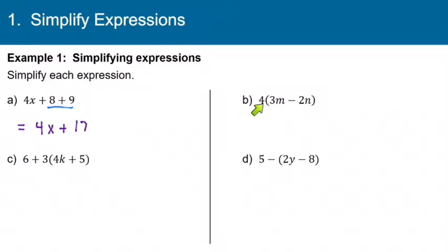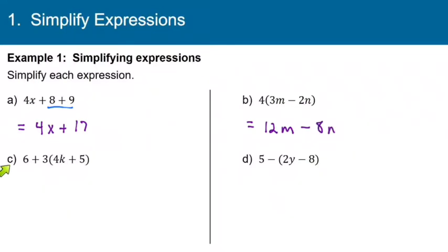Now let's look at part B. I notice that inside the parentheses there really are not any operations I can do. It says 3 times m minus 2 times n. But we don't know what m and n are, so we certainly can't do this subtraction. However, we can eliminate the parentheses by using the distributive property. So I'm going to say 4 times 3m and then minus 4 times 2n, just like we learned in the last section. So 4 times 3m is going to give us 12m, and then we'll have minus, and then we'll have 4 times 2n, which is 8n.